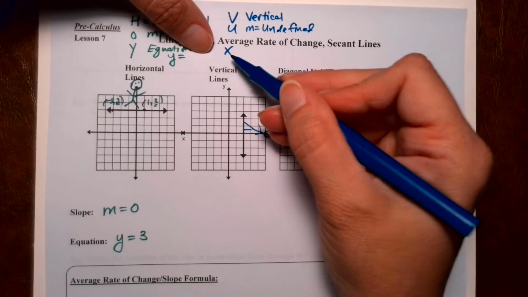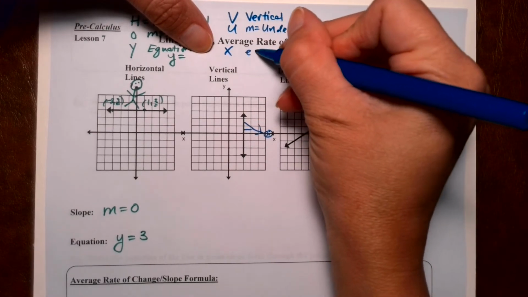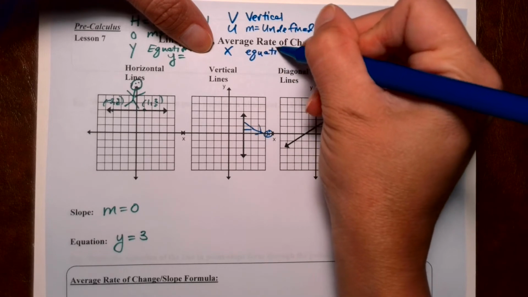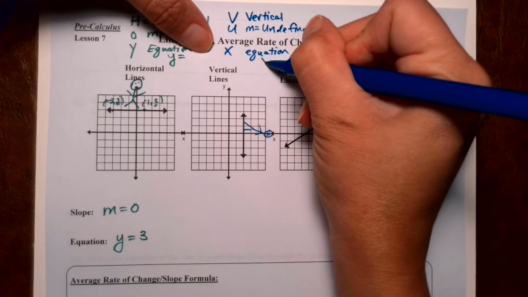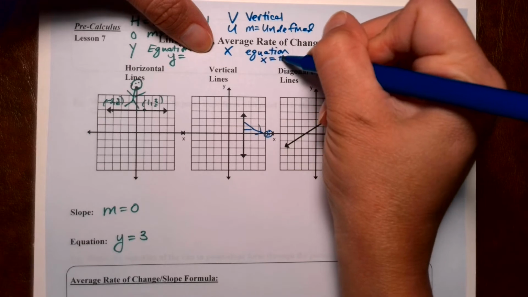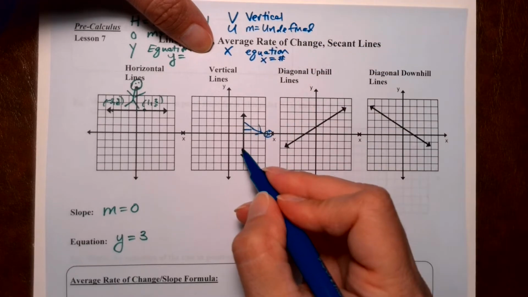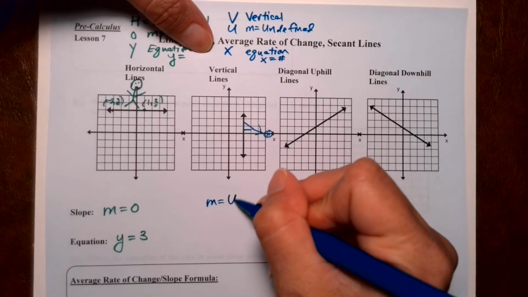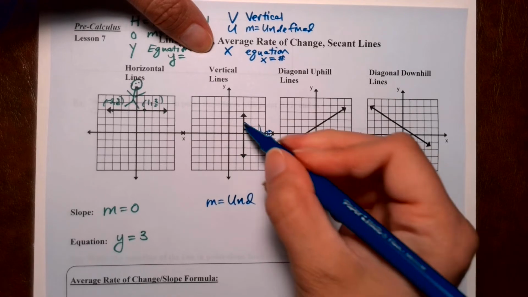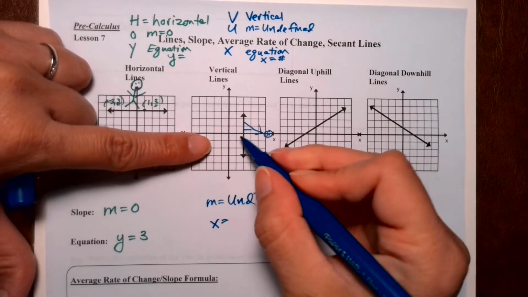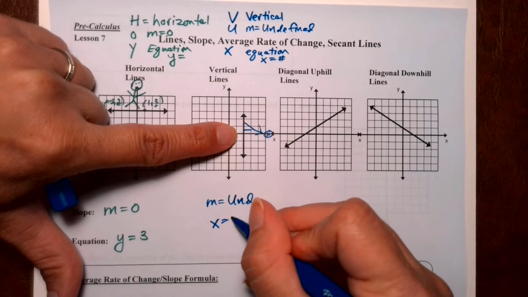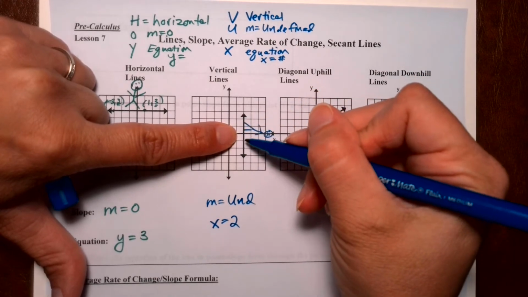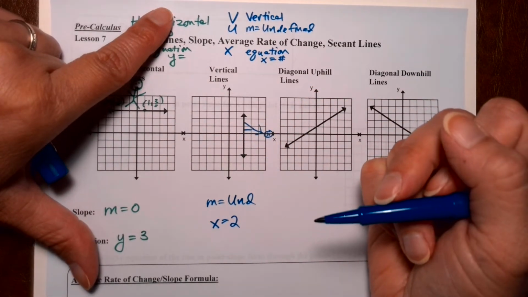And then the X was supposed to help us remember that the equation of a line like this is going to be x equals a number. So the slope of this line is undefined. Its equation is x equals 2. All of the points have x values of 2 right there.